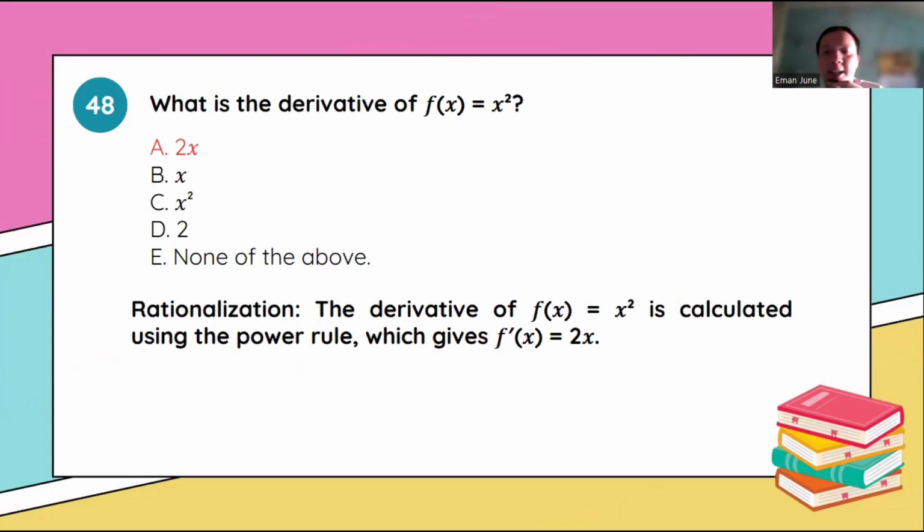So let's have the rationalizations. Why is it 2x? The derivative of f of x is equal to x squared is calculated using the power rule, which gives the derivative of f of x is equal to 2x. So the answer for number 48 is 2x. And now let's proceed to question 49.